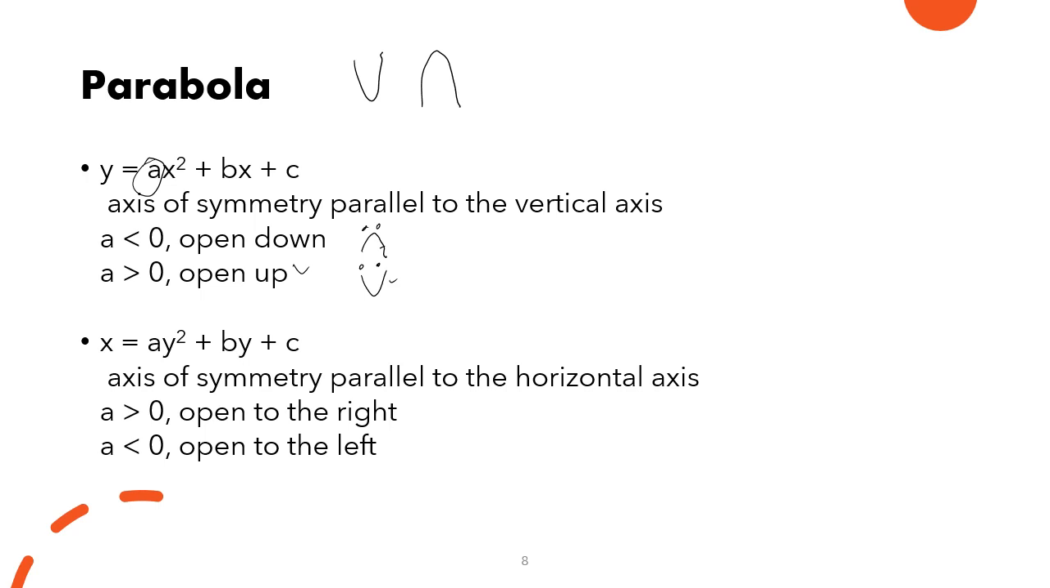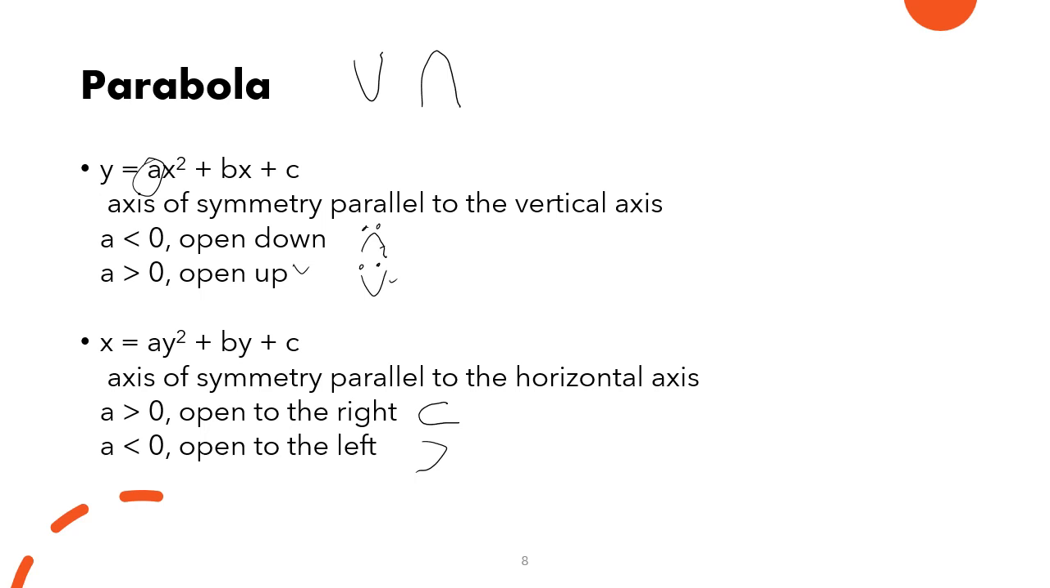Now this is the form of another parabola where x becomes the dependent variable and the independent variable will be y. The curve form will be seen again through the a. If a is bigger than 0, it will open to the right, and if it is smaller than 0, it will open left like this.